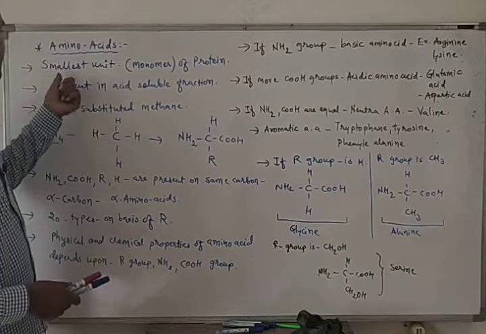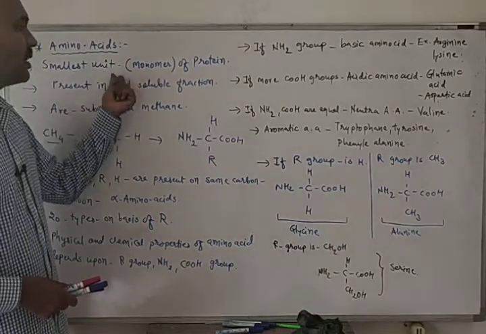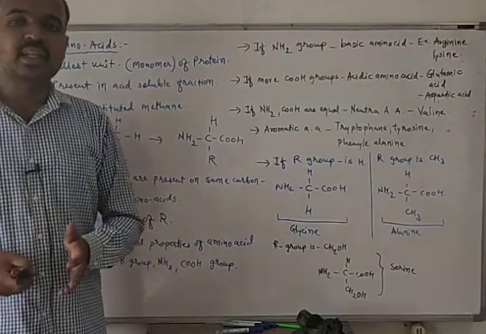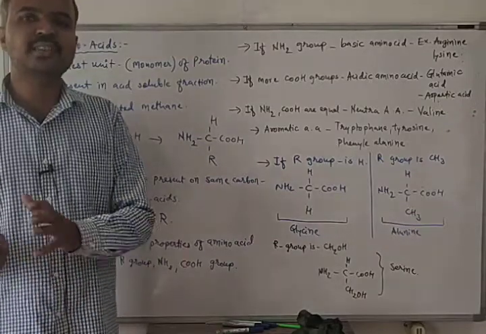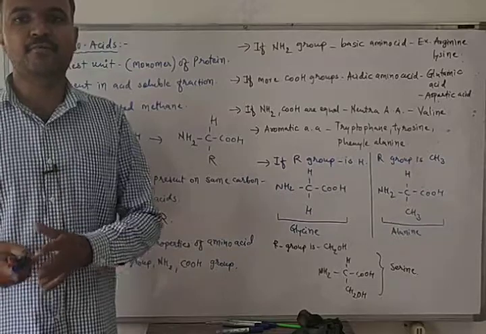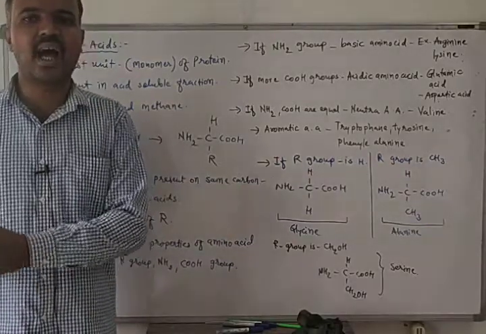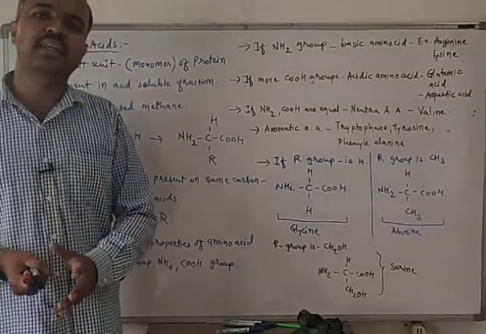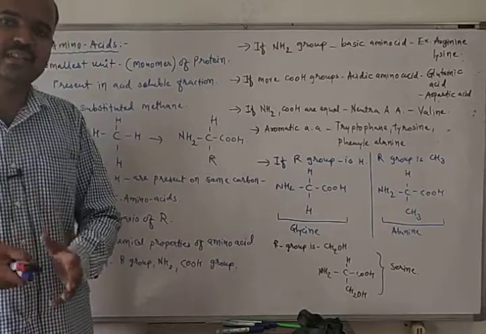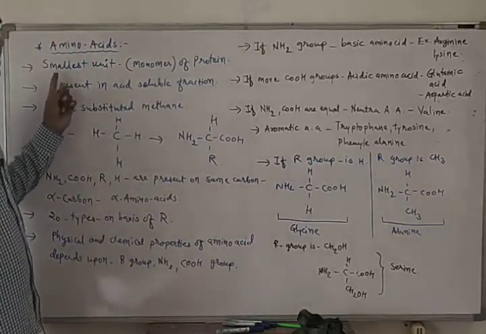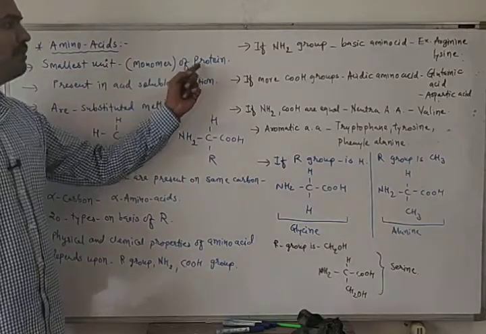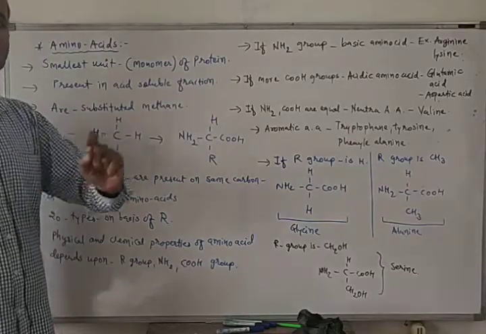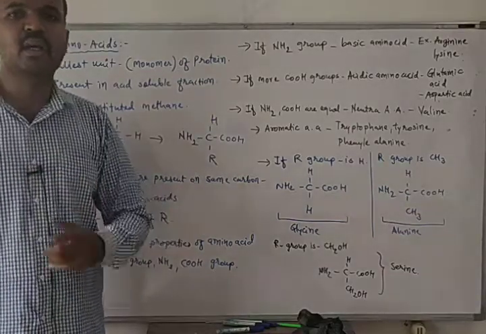Amino acid is the smallest unit or monomer of protein. If protein is a polymer, then it is made up of many amino acids, so amino acids are the monomers of the protein. Protein is a polymer, and it is made up of many monomers called amino acids.